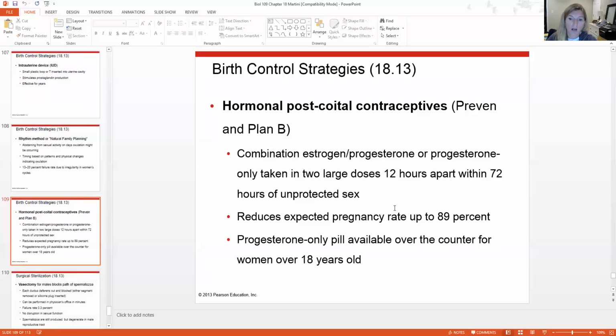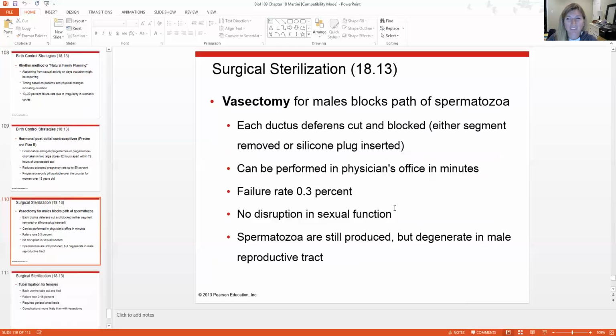The progesterone-only pill is available over the counter for women 18 and over. So this is, you had sex and it was unprotected, and there's a chance of you getting pregnant, so you take Previn or Plan B. It's not an abortion pill because it's not getting rid of anything. It's just preventing the fertilization from occurring.